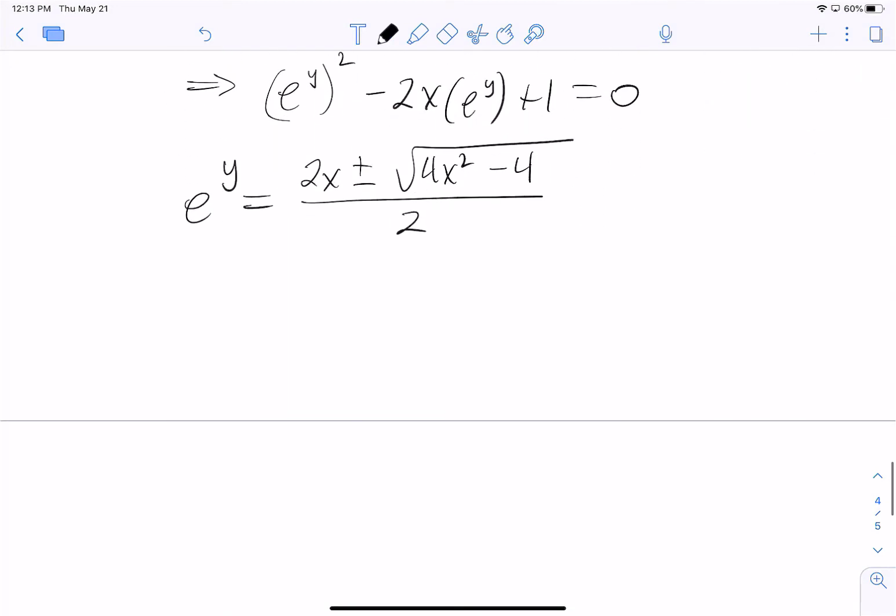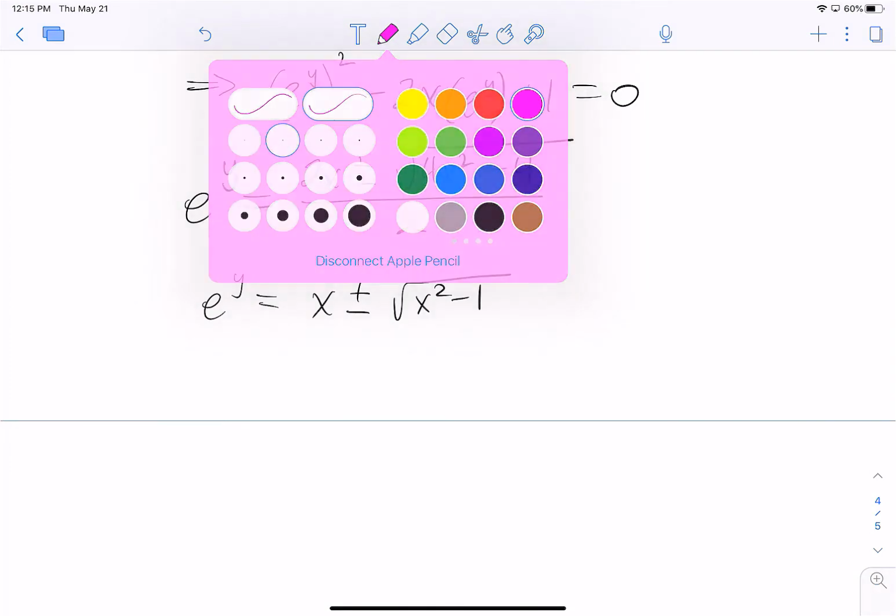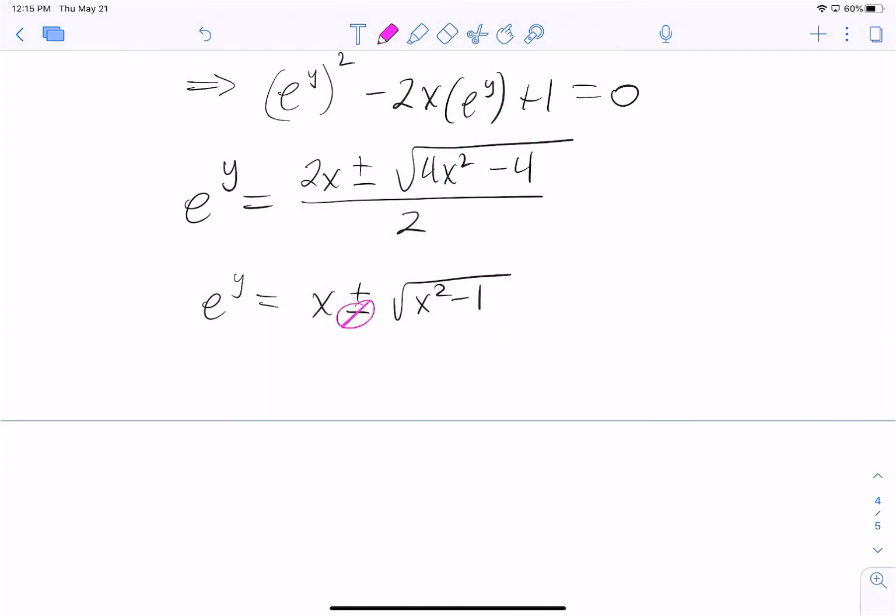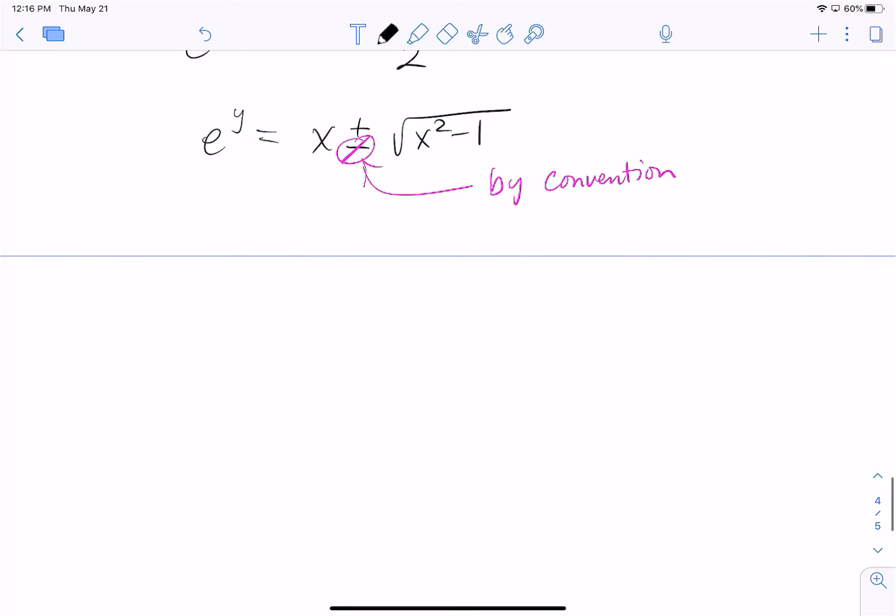Simplifying the square root allows us to say the e to the y, and then reducing the fraction, is equal to x plus or minus the square root of x squared minus 1. Now we're not done yet because we haven't solved for y. We have e to the y equals a bunch of stuff, but we do need to deal with the fact that we have this plus minus here. And actually, we don't have to deal with it. The math folks have dealt with it. They have said we're going to consider only the plus by convention. And by doing that, we can express y as a function.